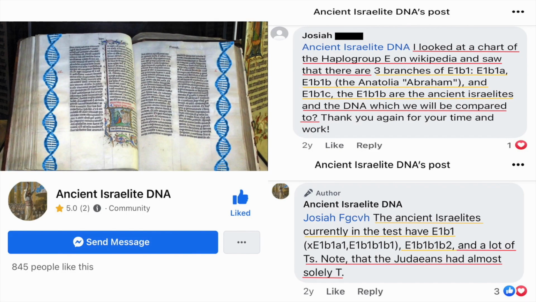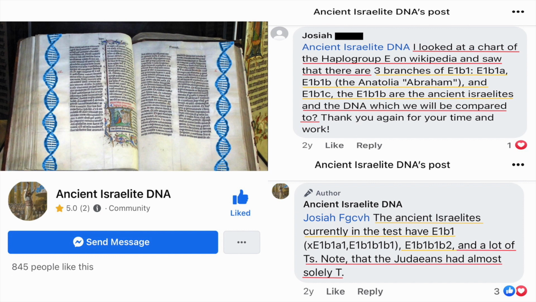And on a Jewish-owned Facebook page titled Ancient Israelites DNA, the admin and another person were discussing the likely haplogroup of Abraham and the Israelites. Josiah says, I looked at a chart of the haplogroup E on Wikipedia and saw that there are 3 branches of E1b1: E1b1a, E1b1b, the Anatolian Abraham, and E1b1c. The E1b1b are the ancient Israelites and the DNA which we will be compared to?